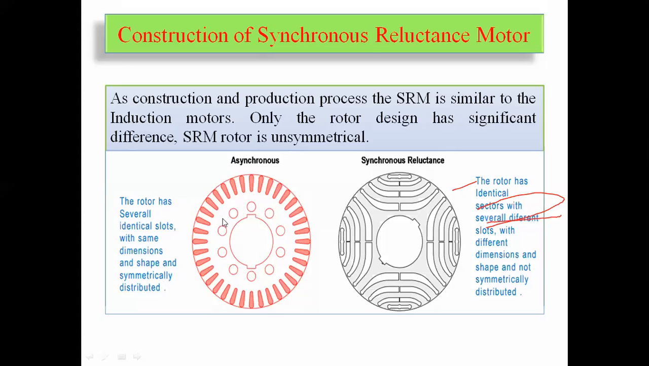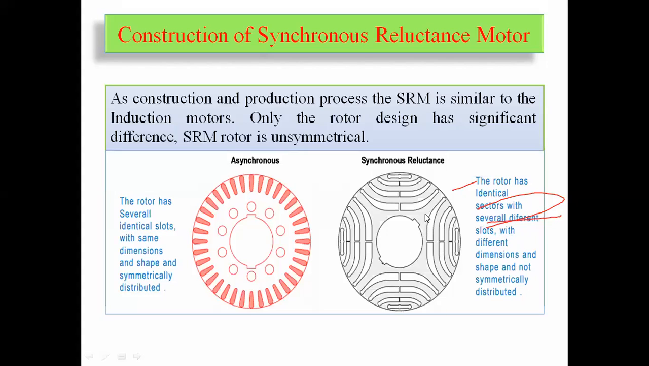Now we can see that for the induction motor, everything is symmetrical. Everything has identical slots, the same dimensions and shape. But for the synchronous reluctance motor, the rotor has identical sectors with several different slots with different dimensions and shape, and not symmetrically distributed.